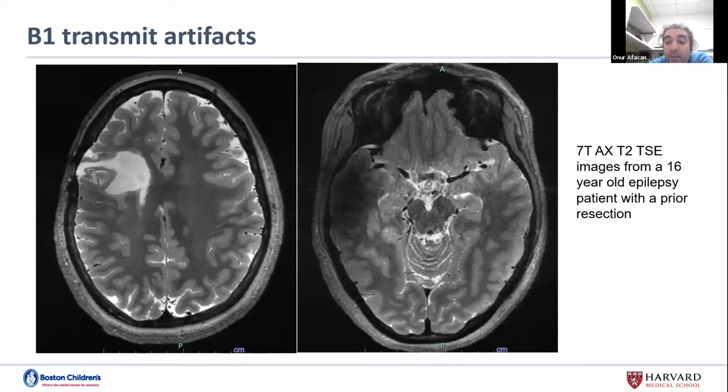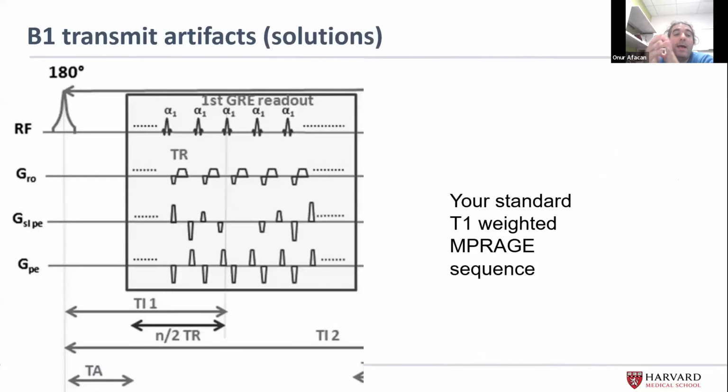And here's an example from a 7T study that we did on a pediatric patient, a 16-year-old epilepsy patient with a prior resection. And if you look at the superior part of the brain, the images look great. There are no artifacts. But as we go to the temporal lobes, you can see that the right temporal lobe here is almost dark and it's undiagnostic. And one solution to this is called MP2-RAGE.